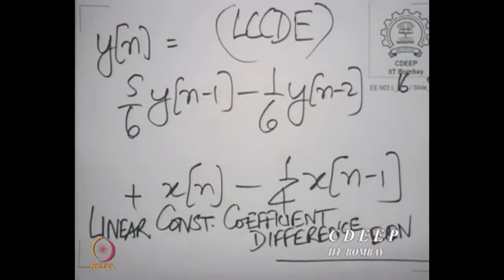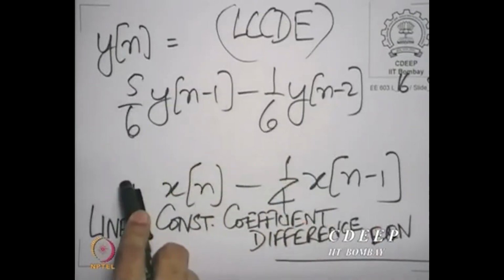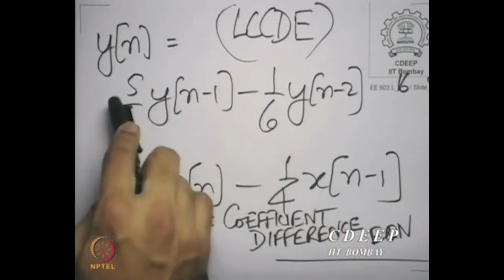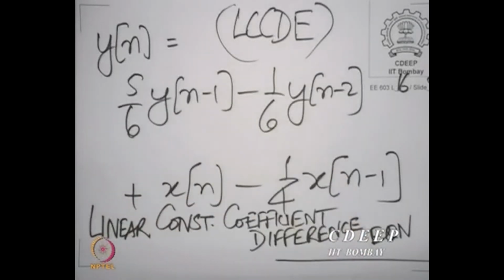A constant coefficient difference equation is a relationship where the multipliers that are involved are all constant. So, here these are the multipliers: 1, minus 1/4, 5 by 6 and minus 1 by 6, all of them are constant. So, that is why it is a constant coefficient difference equation. And it is linear because this entire input output relationship obeys the principle of superposition. That means it obeys additivity and homogeneity, and therefore, this is called a linear constant coefficient difference equation.